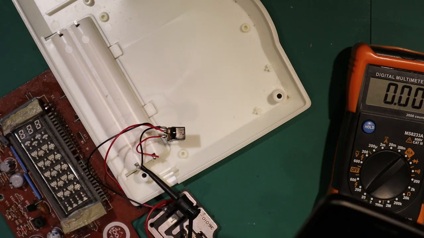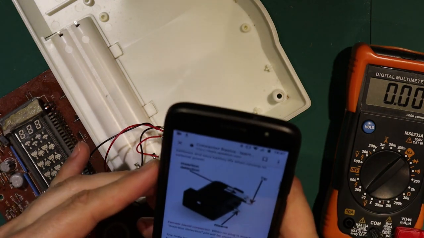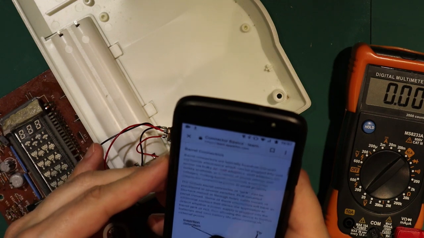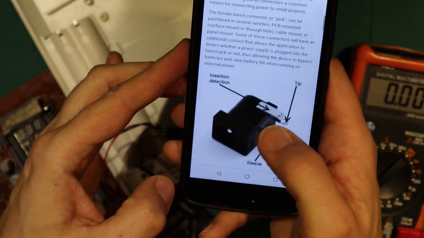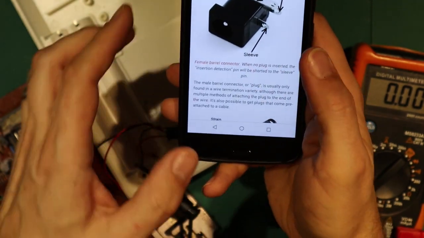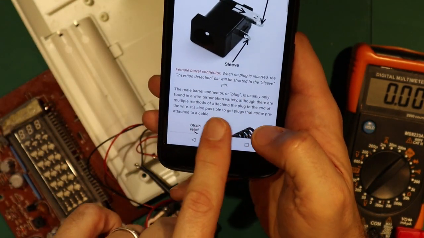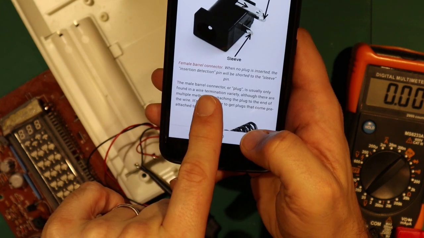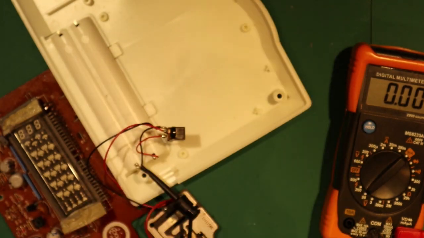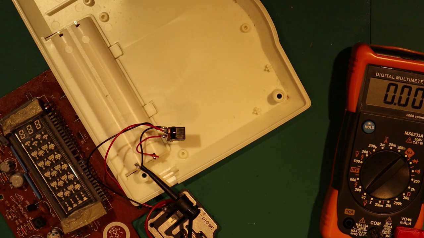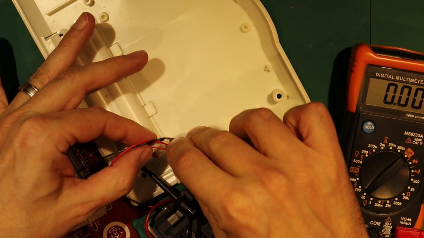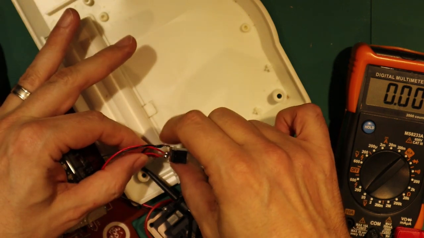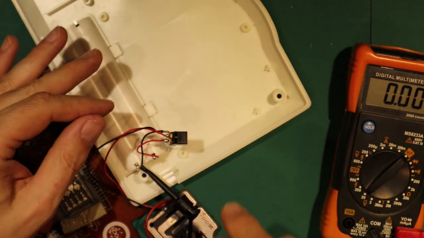So I think what is supposed to happen, I googled this, is that when I look at these barrel connectors, there's a barrel connector advert that I found here. And the way that it describes it is that when no plug is inserted, the insertion detection pin will be shorted to the sleeve. So I believe that this is the insertion detection pin and this is the sleeve. And then the other one is the center pin. Negative is the center pin.